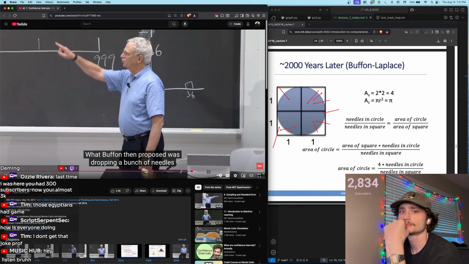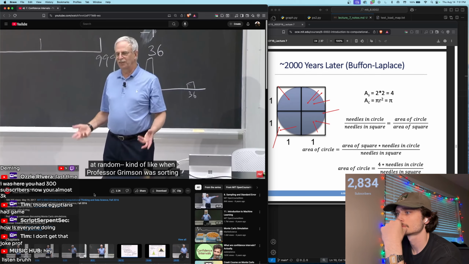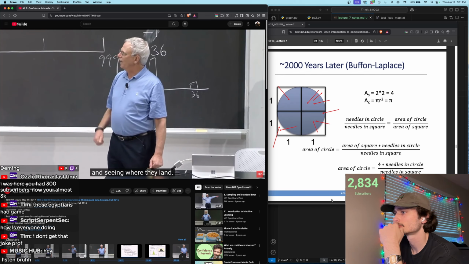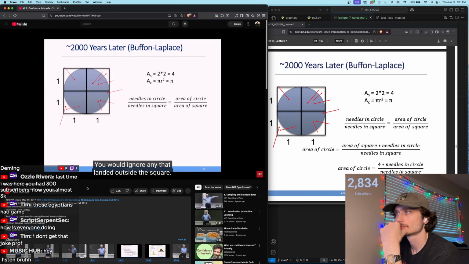What Buffon then proposed was dropping a bunch of needles at random. You know, kind of like when Professor Grimson was sorting things, and seeing where they land. Some would land in the square, but not in the circle. Some would land in the circle. You would ignore any that landed outside the square.